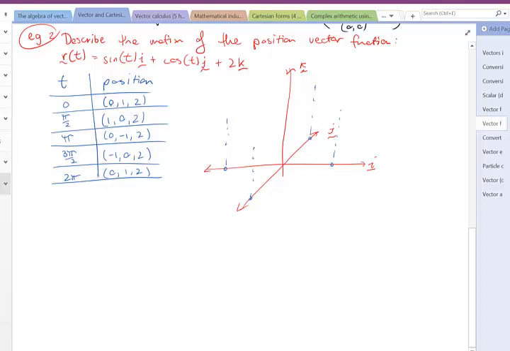So the original point 0, 1, 2, so 0, 1, and then 2 is right here. So 0, 1, 2. And we look at 1, 0, 2. So 1, 0, 2 is here. 0, -1. So 0, -1 and 2. And then -1, 0, 2.